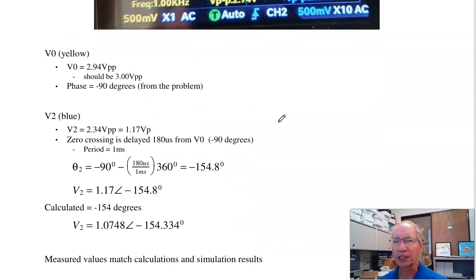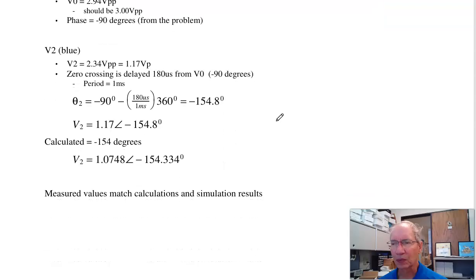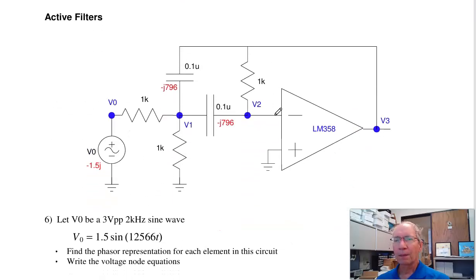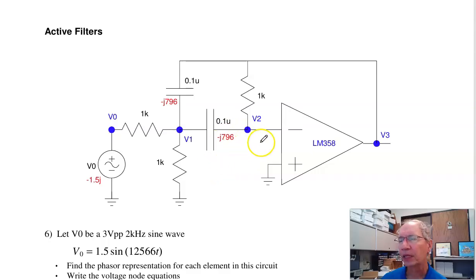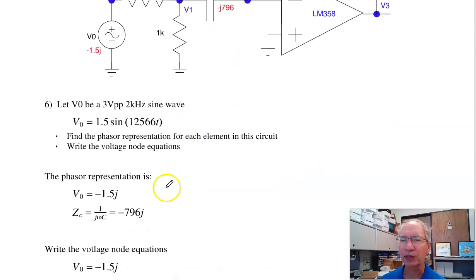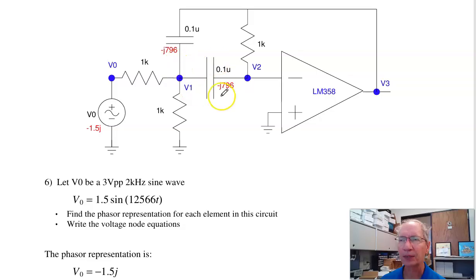Going through the sample calculations. Okay, new problem. Here's another circuit. Suppose the input is a 3 volt peak-to-peak, 2 kilohertz sine wave. Find the voltages on this circuit. Well, once again, the first step is convert to phasors. Here's the input, minus 1.5 J, real part's cosine, minus J is sine. Resistors stay the same. Capacitor becomes 1 over J omega C. In this case, becomes minus 796 J.